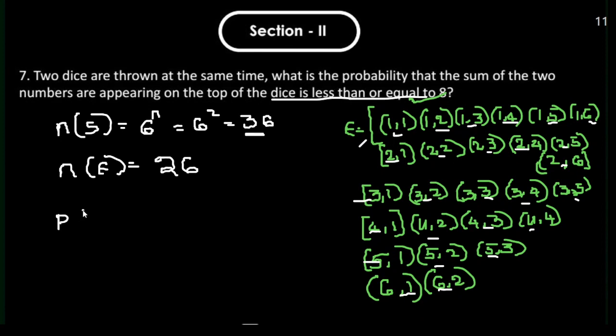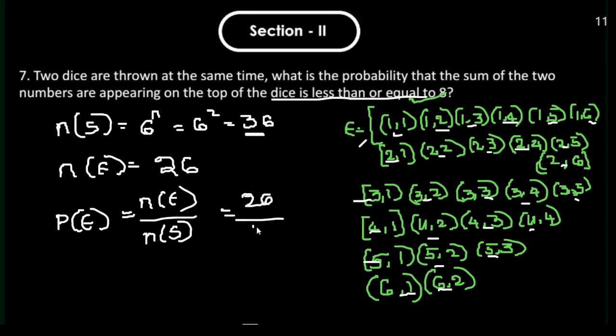Now it's time for probability. Probability is n of E by n of S, right? Now it is simply 26 by 36. If we cancel this, then 2 13s are 26 and 2 18s are 36. So P of E is nothing but 13 by 18. So this is the answer.